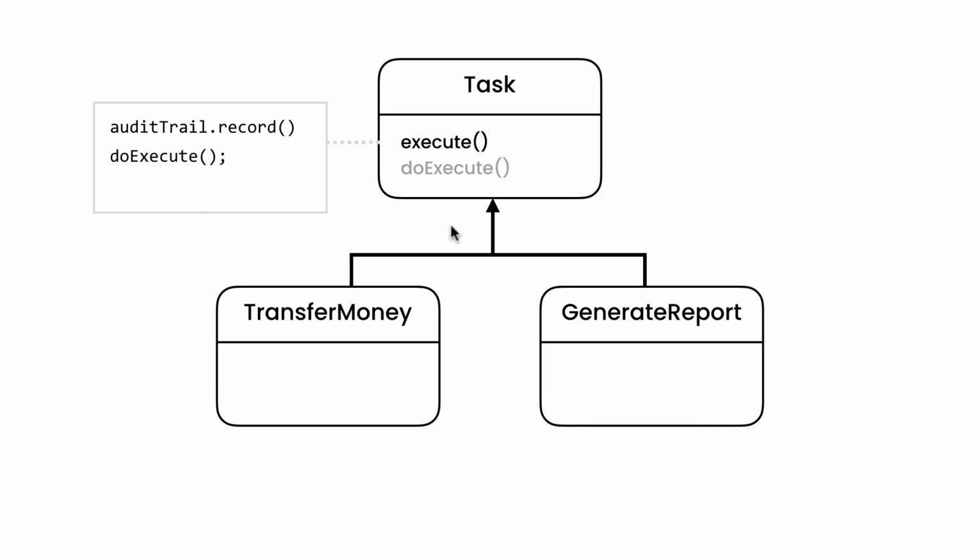So we have an abstract method in this class, and that means we should declare this class as abstract as well, which means we cannot instantiate it directly. We can only extend it. So we'll create two classes like transfer money and generate report, and have these classes override or implement this abstract doExecute method. So this is where we're going to have the logic for transferring money.